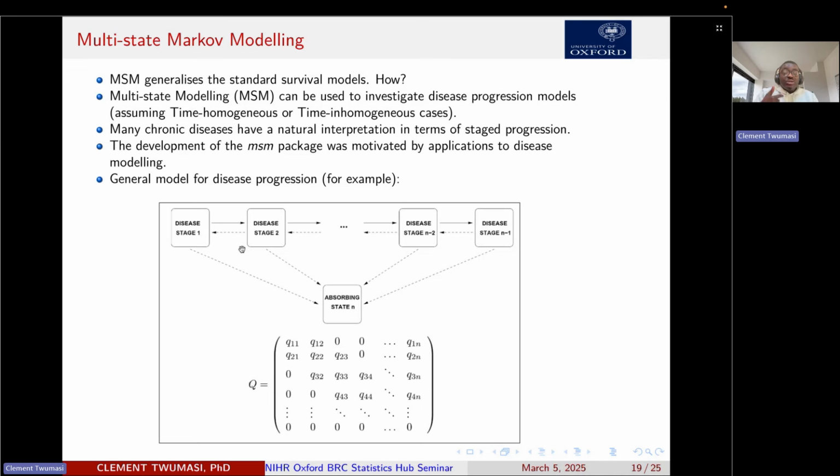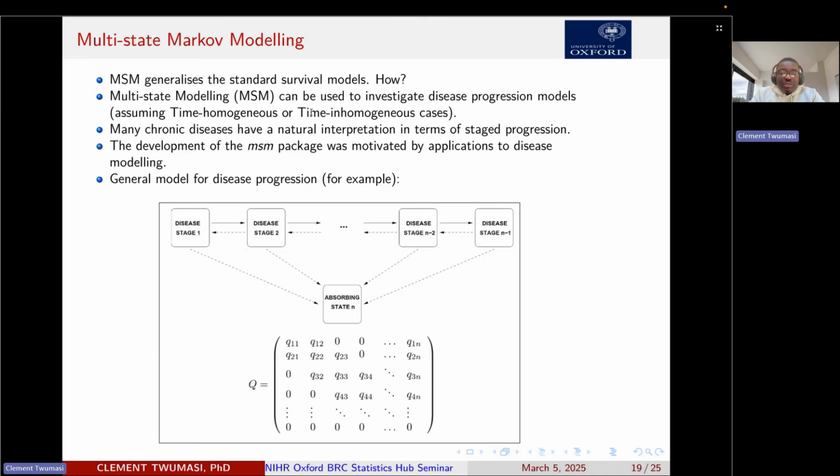And in situations where we are also interested in investigating factors that predict transition from a particular state to another, then this multi-state Markov model extensively and robustly extends the classical model. So this is something I want you to note.